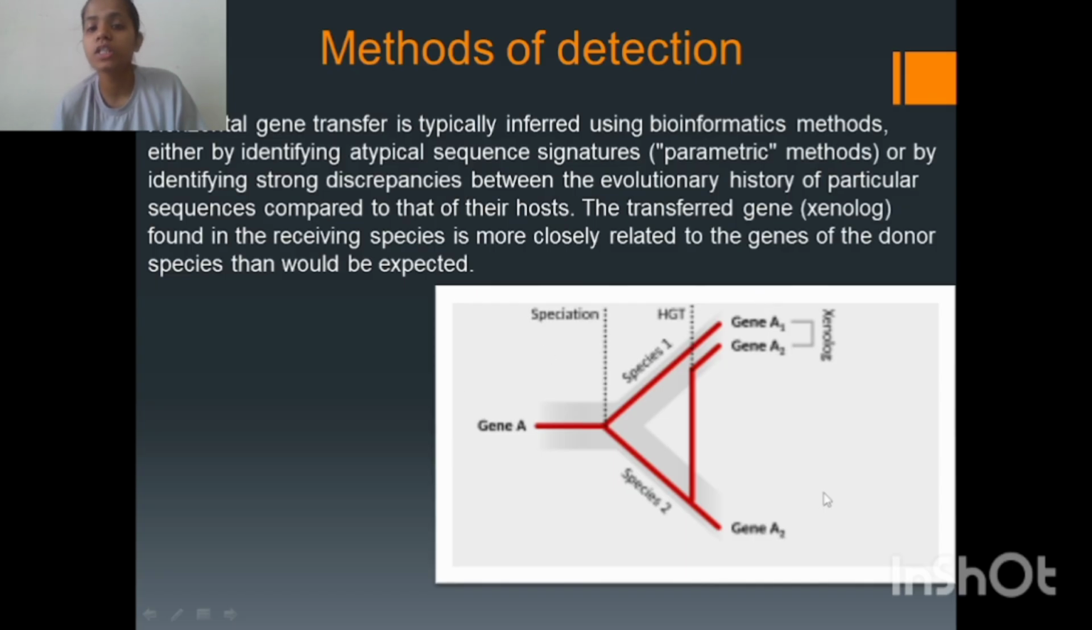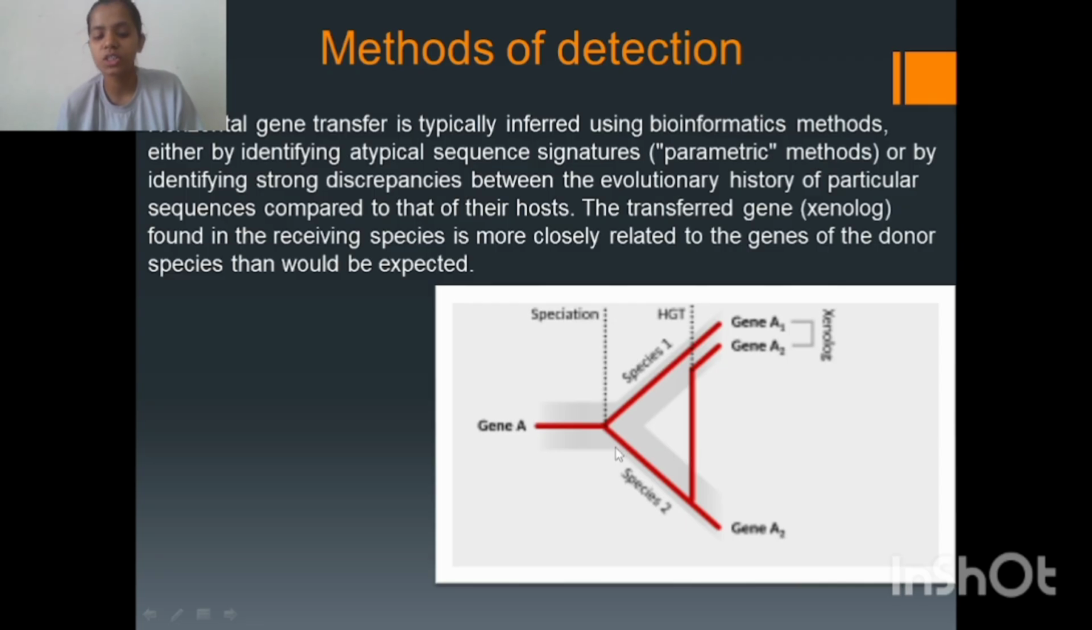I'm going to explain this picture to you in detail and you will understand what exactly is happening in the method of detection. At the beginning you can see a simple ancestral gene called gene A. When evolution occurred through speciation, the ancestral gene splits into two different species, that is species 1 and species 2. This process represents vertical gene transfer where genes are passed normally from parent to offspring.